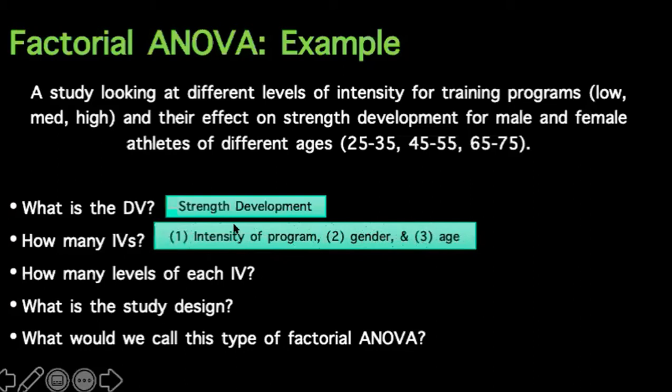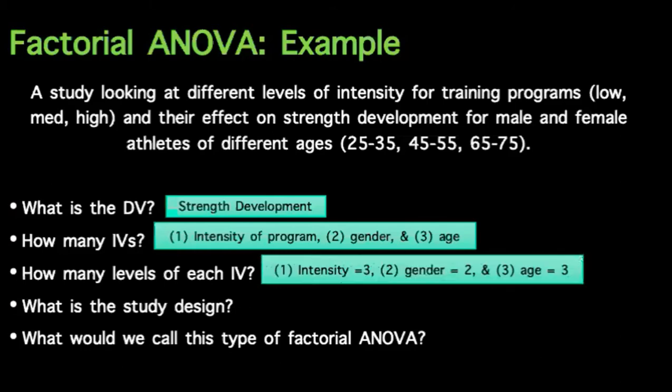How many levels of each of these would you say we have? Let's start with intensity of the program. How many levels do you see? Just 3, right? Low, medium, and high. Okay, how many levels of gender? 2, right? Male and female. And then how many levels for age? 3, right? So 25 to 35, 45 to 55, 65 to 75.